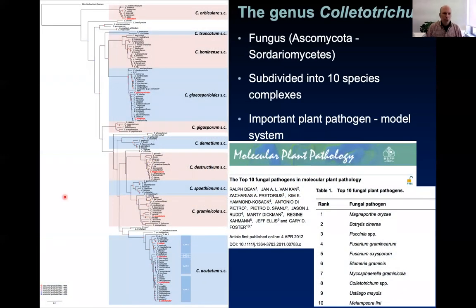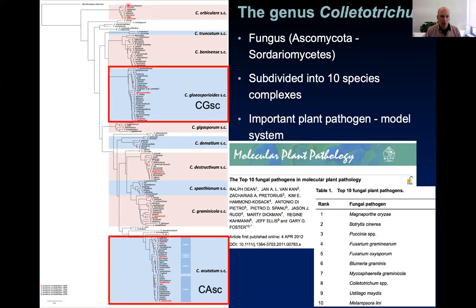Okay, so this is just a phylogeny of the genus Colletotrichum. As I said, it's a large genus. It actually contains more than 120 species. Most of the species, as you can see, belong to species complexes, and that's what these boxes represent. A species complex doesn't really represent any formal taxonomic rank. It's just a convenient way to refer to groups of phylogenetically related individuals.